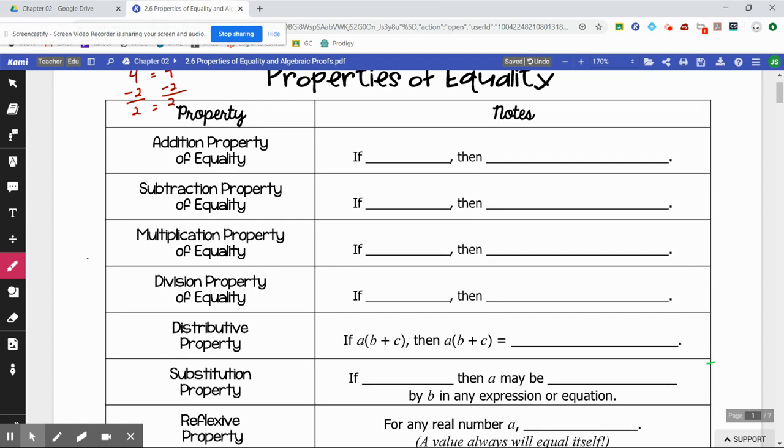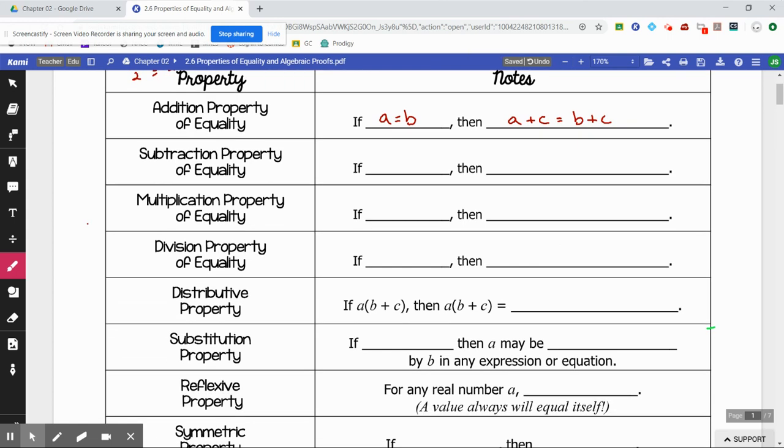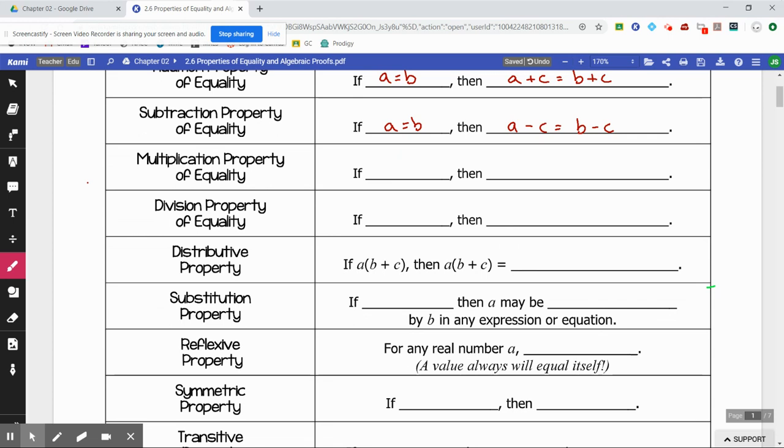So the addition property of equality says if A is equal to B, then you can take A and add C to it as long as you add the exact same amount to the other side, and they're still going to be equal. Same thing with the subtraction property. If two things are equal, then you can subtract anything from one side, and as long as you subtract it from both sides, it's still going to remain equal. And those are the properties that we've just gone over.